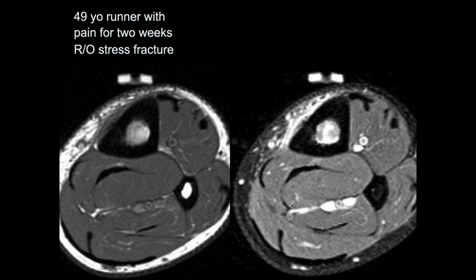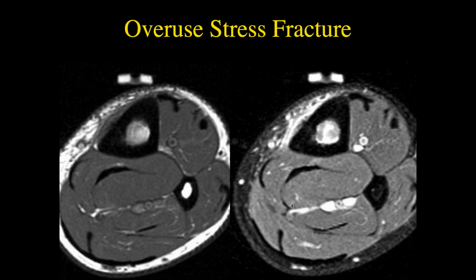Okay. So 49, runner with pain for 2 weeks, rule out fracture, stress fracture. There's quite a bit of edema throughout that mid tibia with overlying soft tissue, subcutaneous fat edema. And the cortex itself and the periosteum look a little thickened and maybe kind of indistinct. So I'm just wondering if this is just another case of shin splints again.